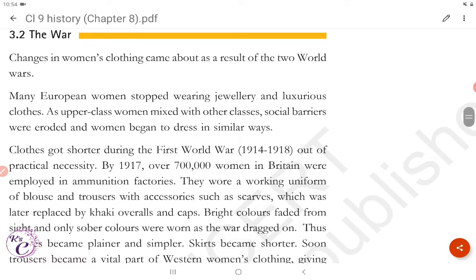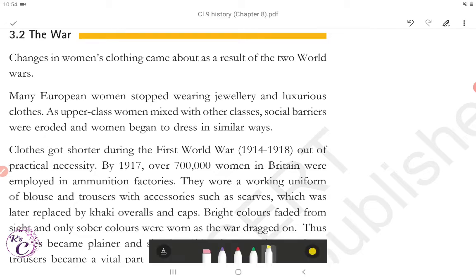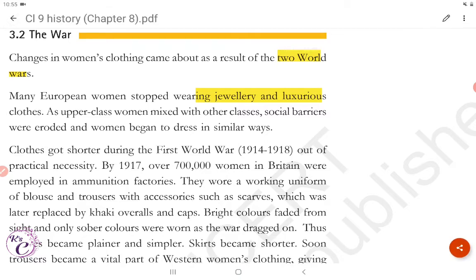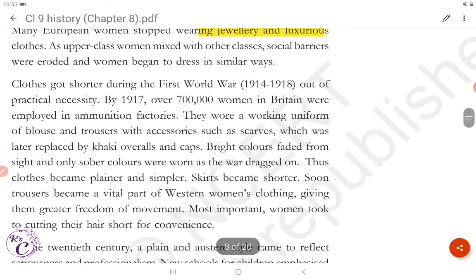Changes in women's clothing came about as a result of the two world wars. Many European women stopped wearing jewelry and luxurious clothes. As upper class women mixed with other classes, social barriers were eroded and women began to dress in similar ways.